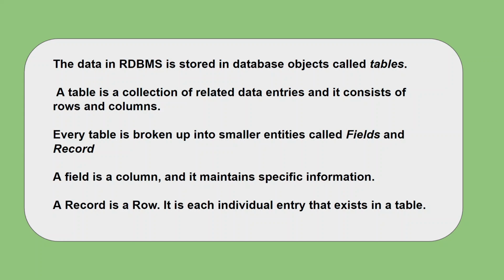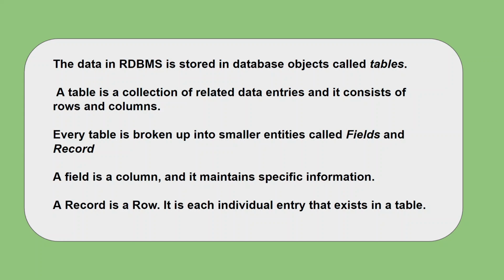Now, every table is broken up into smaller entities called fields and records, right? Think of a field as a column and a record as a row. And that is it. That is the basic understanding of a database system. So the fields hold or maintain specific information, and the records are the entries that exist in that particular field.